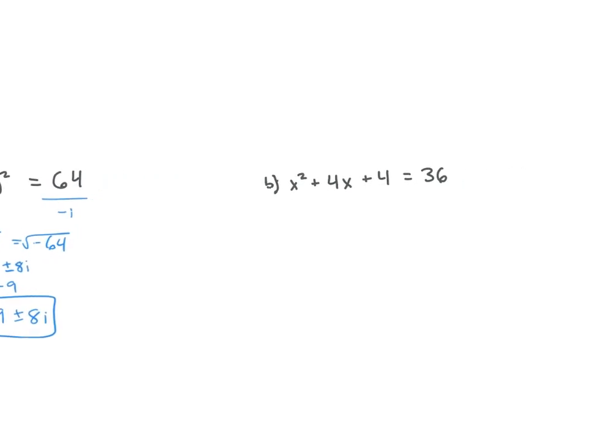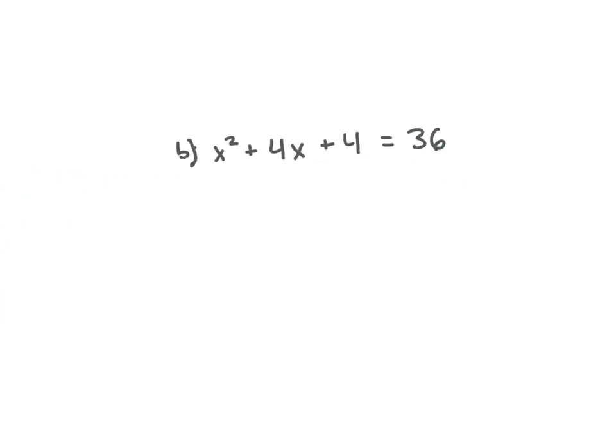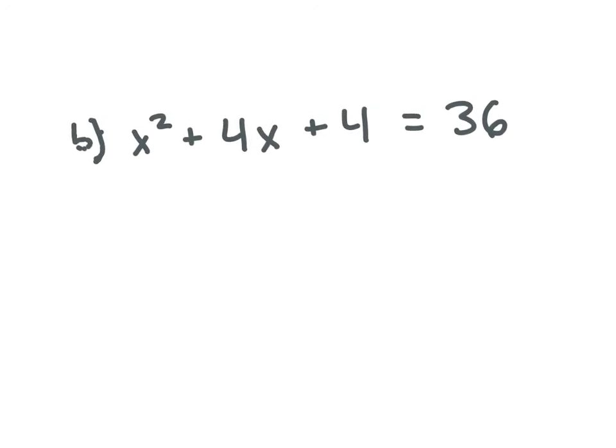All right, so let's look at B. So again, we're solving. If we see that we have a perfect square on the left and a perfect square on the right, then we don't need to move all of our terms to one side. So do we have a perfect square on the left side? Yeah, what are our two factors of 4 that add and give us 4?